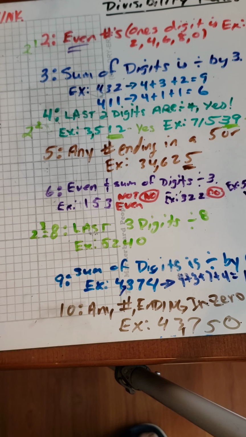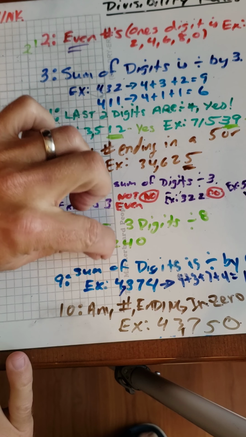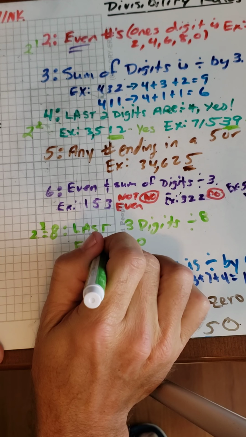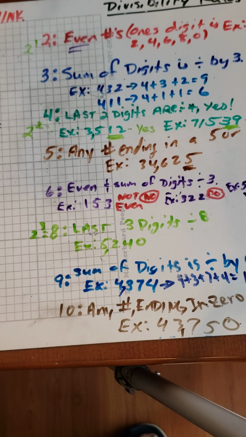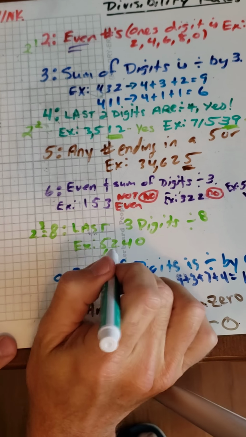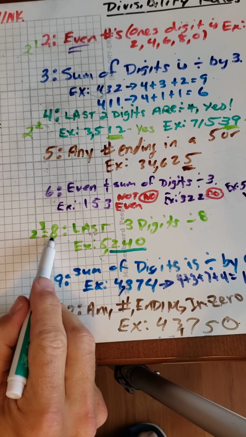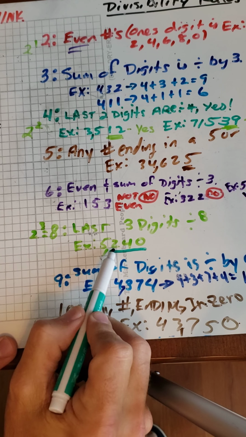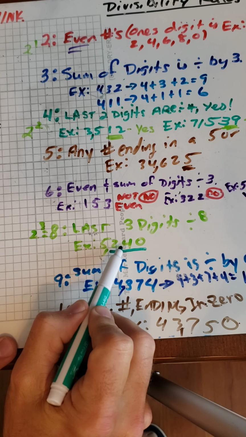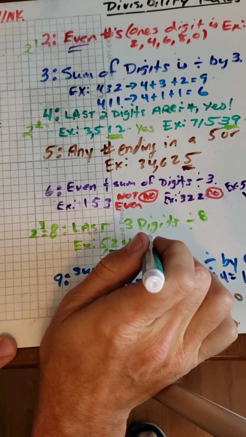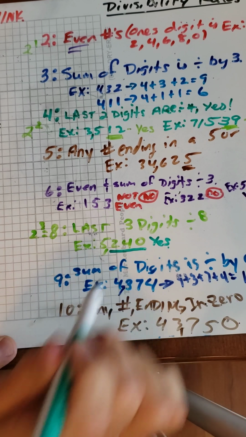Okay, so 5,240. And so what I do is I look at the last three digits, which are right here. These are my last three digits. Is 240 divisible by 8? And you say, okay, 8 goes into 240. Yes, it does. So yes, that number is divisible by 8.